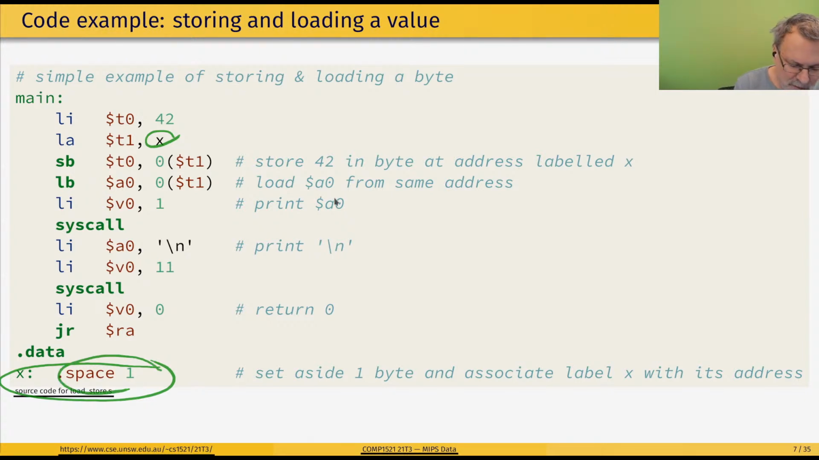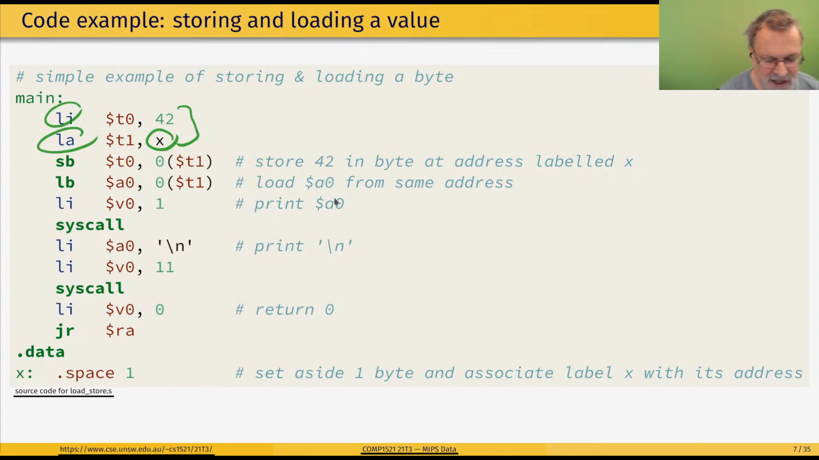It says set aside 1 byte, label it X. When I need the address of X, I do it there. And there's a weird thing that doesn't have a really good reason, but if I want to get the value of a label into a register, I don't use LI, I use LA. I actually don't quite know why. Lots of assemblers do that, so maybe it's just for historical reasons. I guess it's sort of readable.